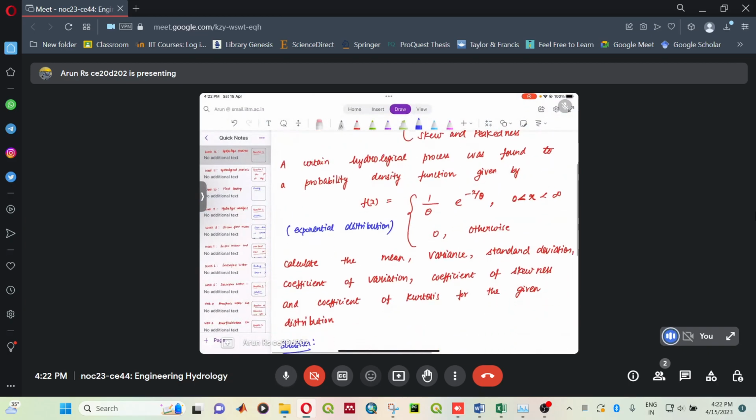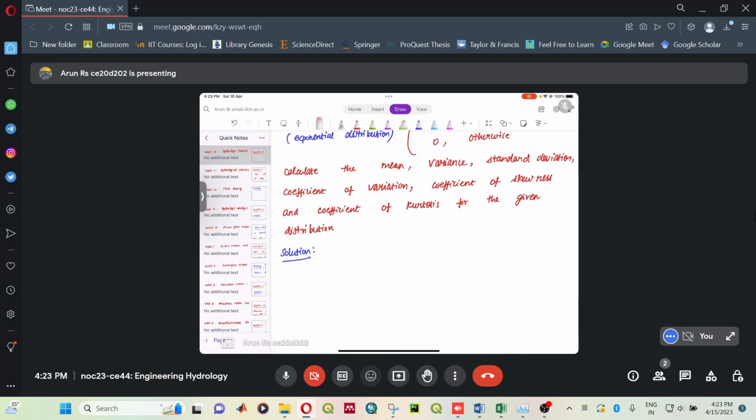A certain hydrological process was found to have a probability density function given by f of x is equal to 1 by theta e power minus x by theta, where x varies between 0 to infinity. And this is a kind of exponential distribution. Now we need to calculate the mean, variance, standard deviation, coefficient of variation, coefficient of skewness, and coefficient of kurtosis.